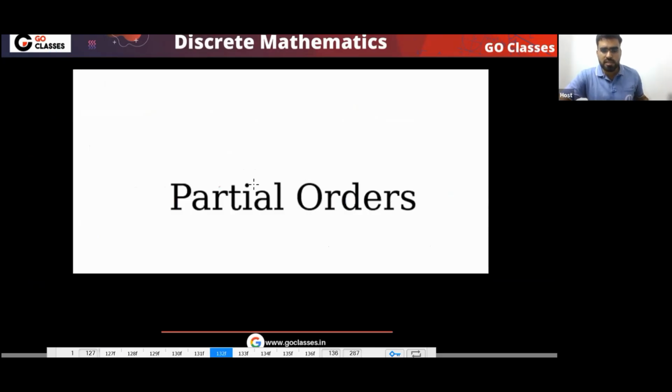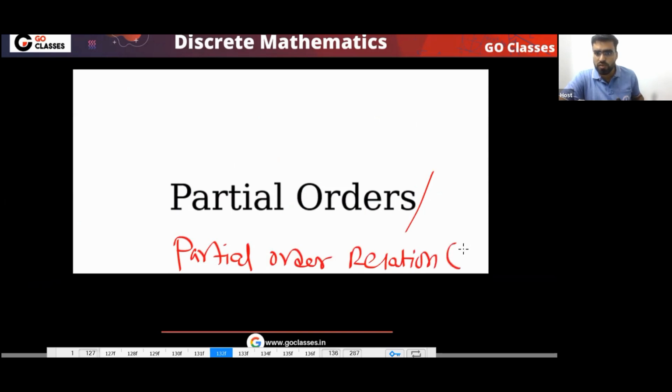So now let's start the next topic, that is partial order relation, or in simple words you can call it partial order. Another word you can call it is partial order relation. In short, we will call it POR. Okay, so first let's understand this word order.